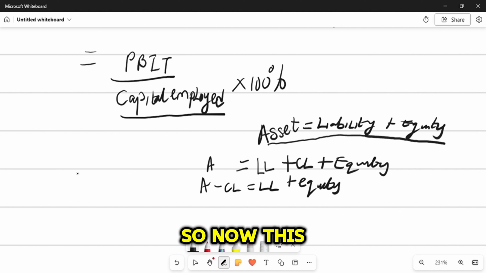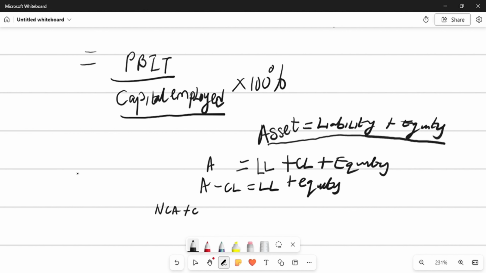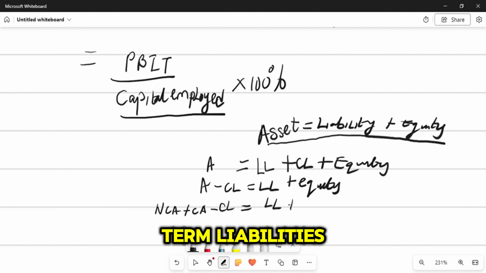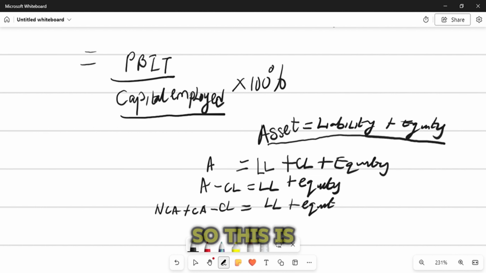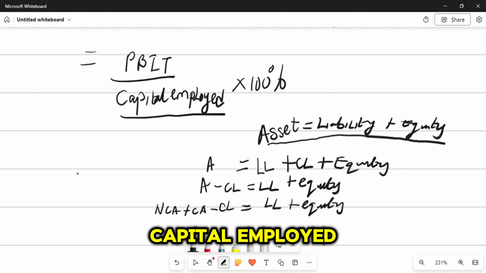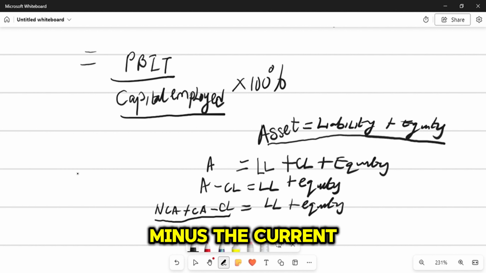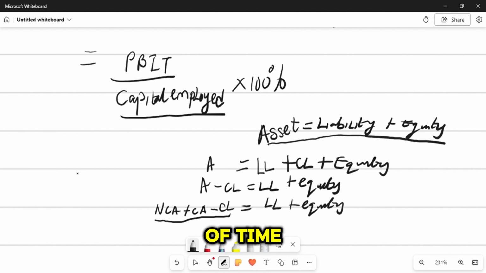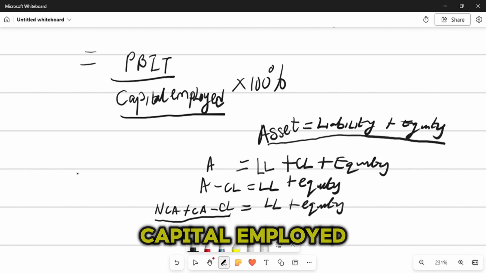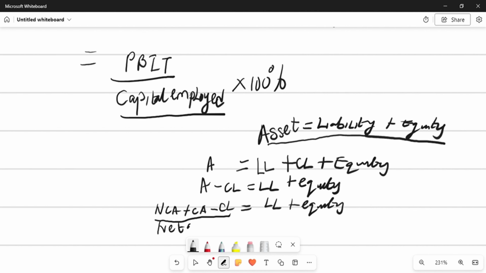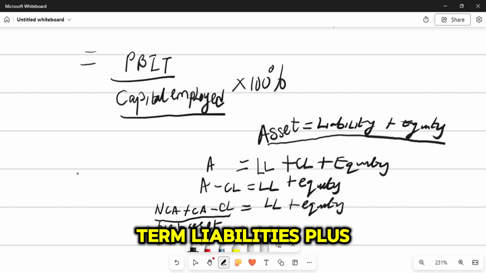So now this asset that has to do with non-current assets plus current assets minus current liabilities is equal to long-term liabilities plus equity. So this is capital employed. The total assets minus the current liabilities that are due in a short period of time, that is the capital employed. When you do this, this basically equals net assets, or the long-term liabilities plus the equity.